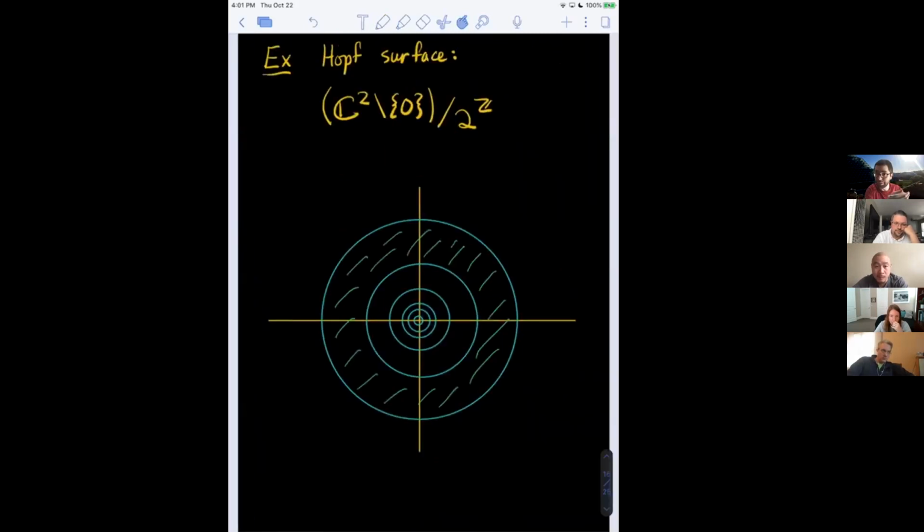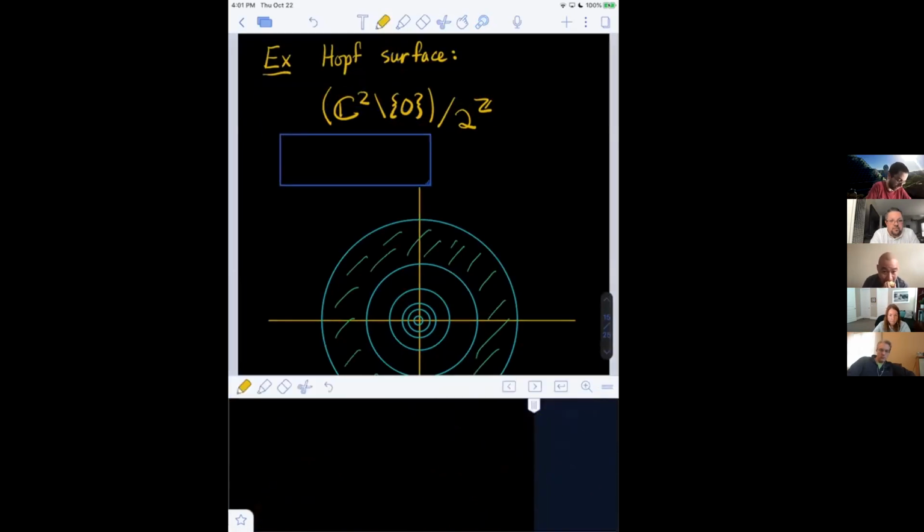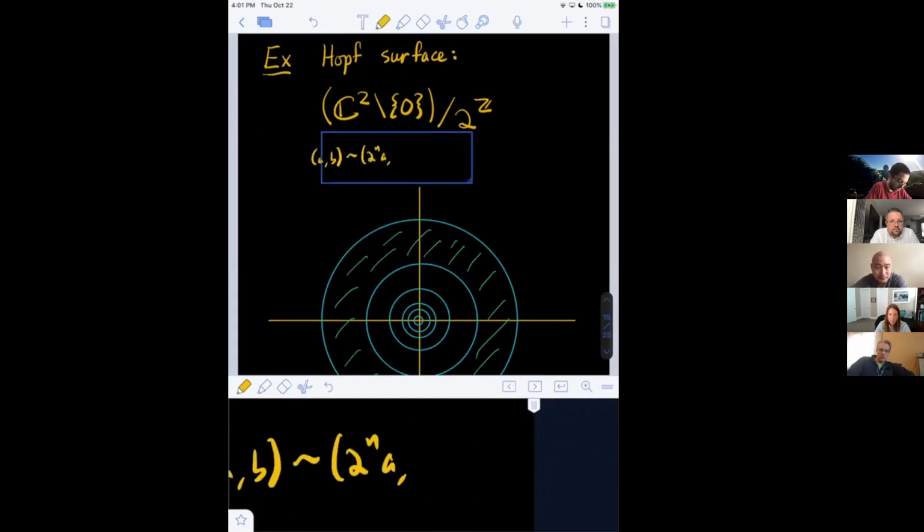All right, so let me just give you an example. Here's an example of a complex manifold which cannot be written even locally as the set of solutions to a system of polynomial equations. What you do is you take C2 and delete the origin. Now the group Z, the integers, acts on this by multiplication. So n acts by multiplication by 2 to the n, and I'm going to take the quotient. In other words, I'm going to identify a, b, two non-zero complex numbers, with 2 to the n a, 2 to the n b for all n.